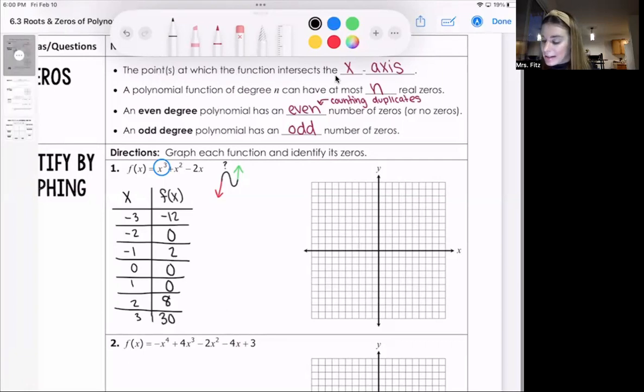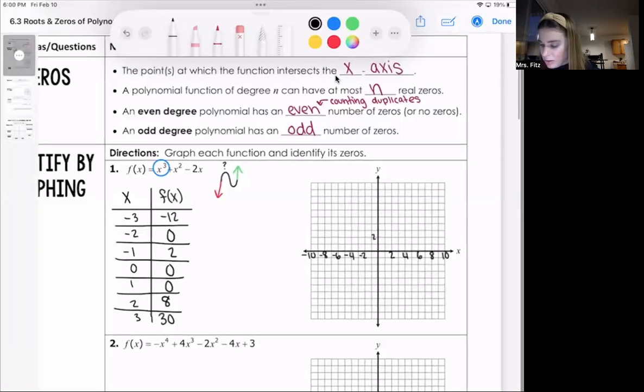Okay. So now what we're going to do is scale our graph. I'm going to scale the x-axis by 1. So 2, 4, 6, 8, 10, -2, -4, -6, -8, -10. All right, and then I'm going to go ahead and scale the y-axis. I think we can still scale by ones here. So I'm going to go 2, 4, 6, 8, 10, -2, -4, -6, -8, -10.